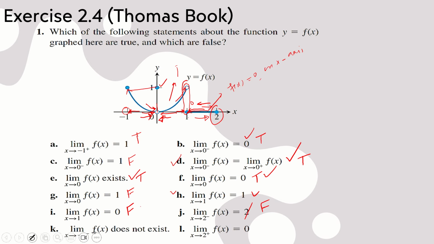In part K, it says limit x goes to -1 from the left side, f of x does not exist. So if we talk about the limit at x equal to -1 from the left side, if we approach -1 from the left side, you see there is no function defined here, there is no graph defined here, so this is true. It means the limit doesn't exist. Whereas if you approach 2 from the right side, its value is 0. So this is false as well, because the function on the right of this 2 does not exist.